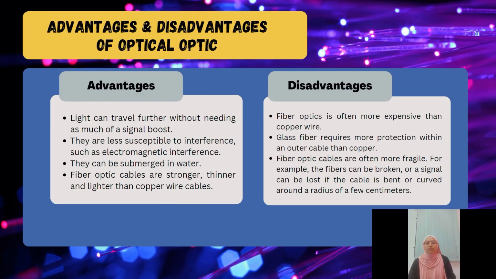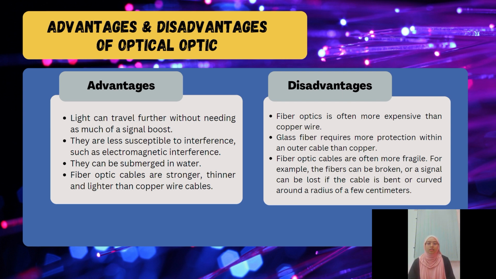For the advantages and disadvantages of fiber optic: fiber optic cables are used mainly for their advantages over copper cables. Advantages include that the flowing light can travel further without needing as much of a signal boost. They are less susceptible to interference, such as electromagnetic interference. They can be submerged in water. Fiber optic cables are stronger, thinner, and lighter than copper wire cables.